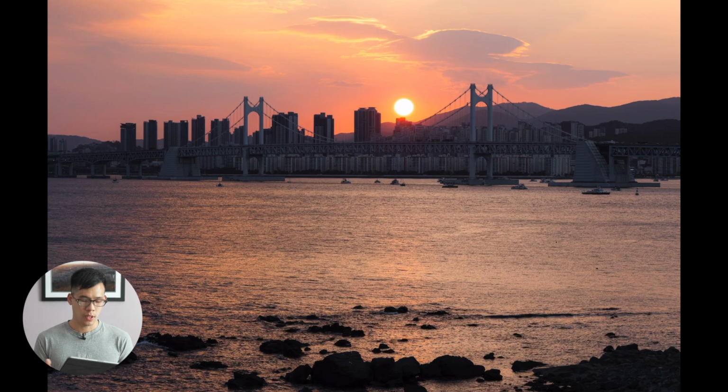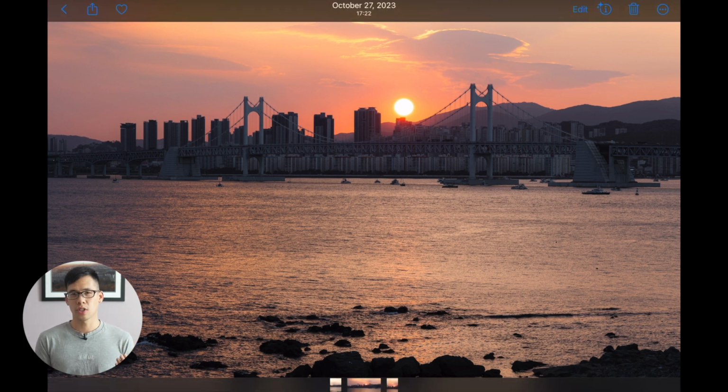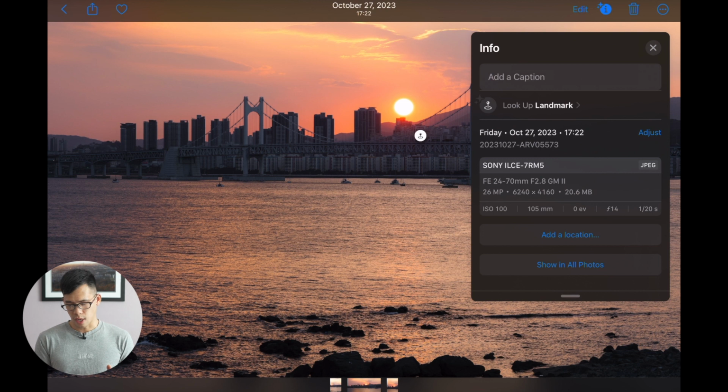Starting with the first picture that I took at Dongbaek Park of the Gwangang Bridge. Before I get more into the picture, I just want to talk about the settings as well as the camera and the gear that I used. So with this picture, I took it with the Sony a7R5 as well as the Sony 24-70 GM2 lens. I took it at 105mm at f/14, 1/20th of a second, and ISO 100.